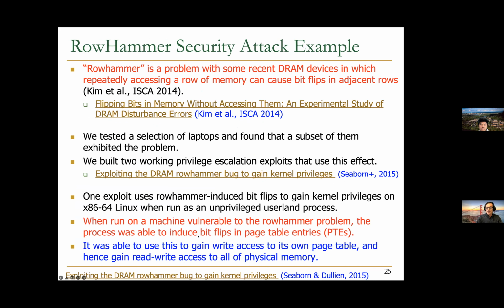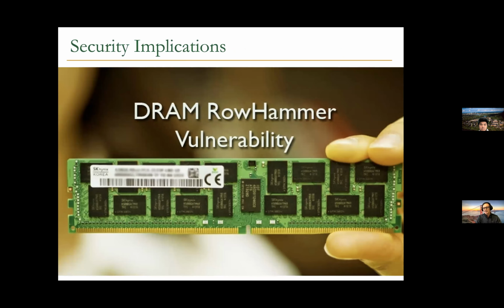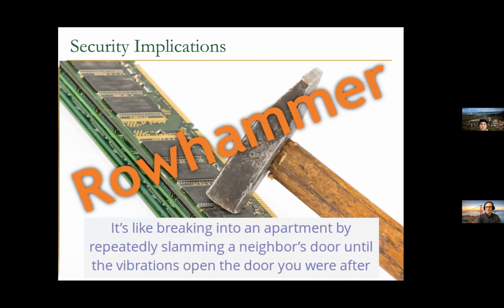What they did was they were able to replicate the Rowhammer problem and induce bit flips in page table entries. And as a result, as a user level process, they could gain write access to the page table of that process. And once you gain write access to your own page table, you can actually circumvent any type of protection on the system. And as a result, people were making jokes like this. These are famous hackers, actually. It's like breaking into an apartment by repeatedly slamming a neighbor's door until the vibrations open the door you were after. I kind of like this analogy.